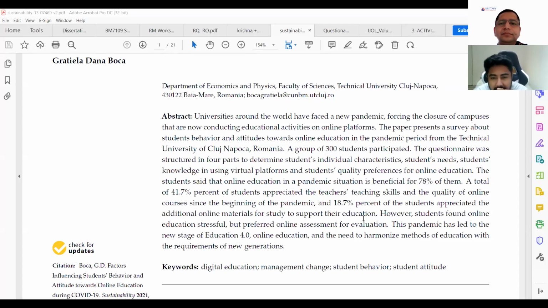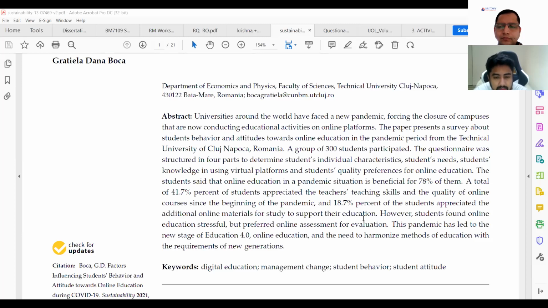Universities around the world have faced a new pandemic, forcing the closures of campuses that are now conducting educational activities on online platforms. The paper presents a survey about students' behaviors and attitudes towards online education in the pandemic period from the Technical University of Napoca, Romania. A group of 300 students participated. The questionnaire was structured in 4 parts to determine students' individual characteristics, needs, students' knowledge in using virtual platforms, and students' quality preferences for online education.